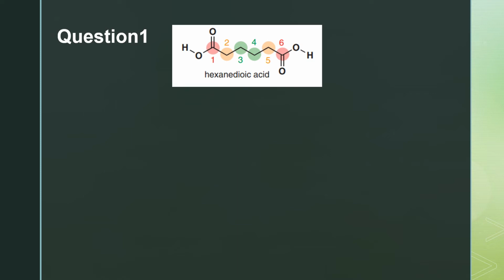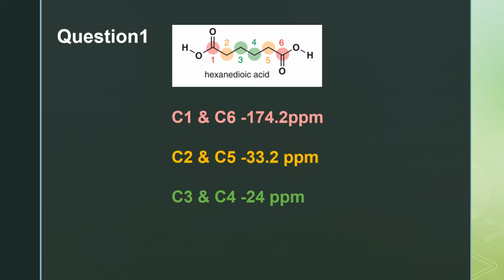We'll see the value for this. Already I said the C double bond O group, just now we saw that. What is the range? Nearly 170. 170 is the range for this acid C double bond O, this acid C double bond O, and the next one, this acid C double bond O. This is the symmetry over here. These two are the same, these two are the same, and these two are the same.